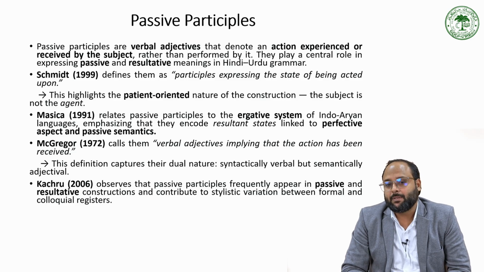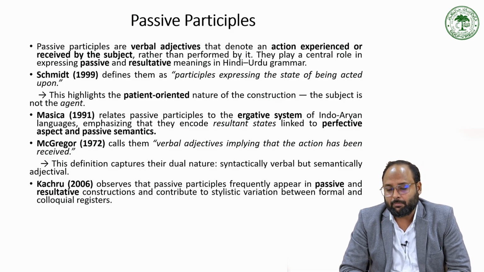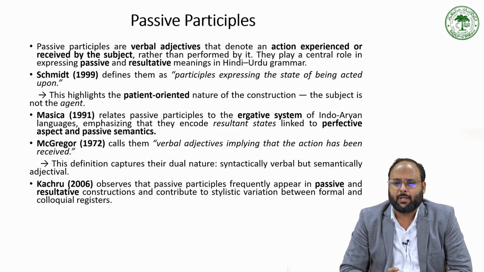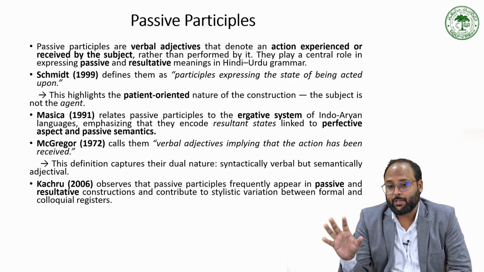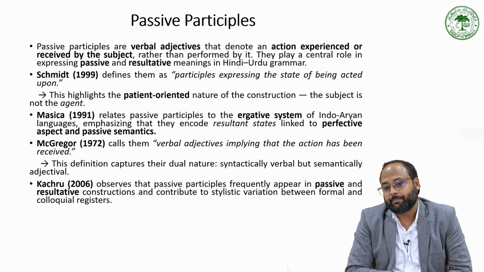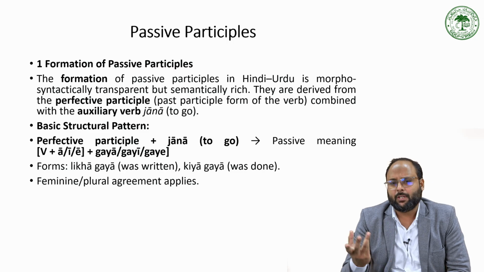Kachru observes that passive participles frequently appear in passive and resultative constructions, and they contribute stylistic variation between the formal and the colloquial. Sometimes, stylistically or for some focus, we are not focusing on the subject but on the object, the receiver. So the object becomes the subject. Like खाना खाया गया, रोटी पकाई गई, किताब पढ़ी गई, स्कूल जाया गया. This kind of construction is called the passive participle. So that is the formation of the passive participle.